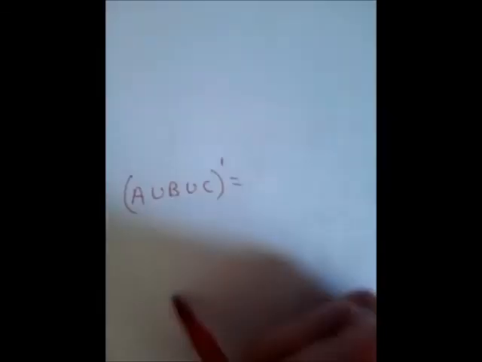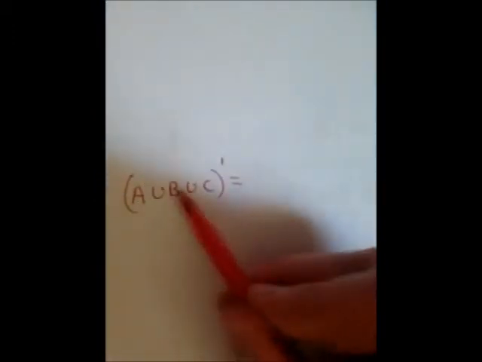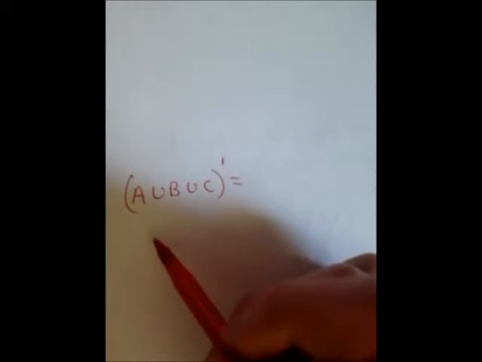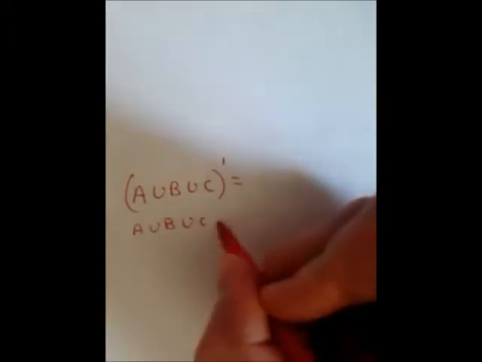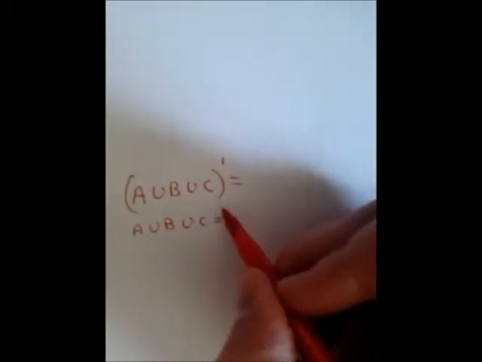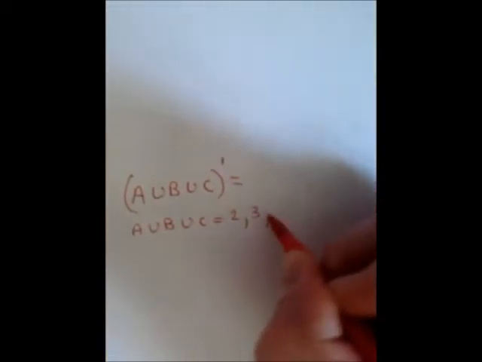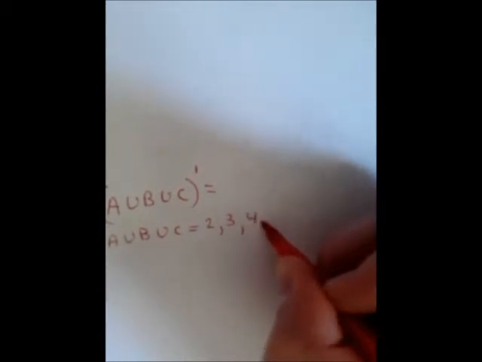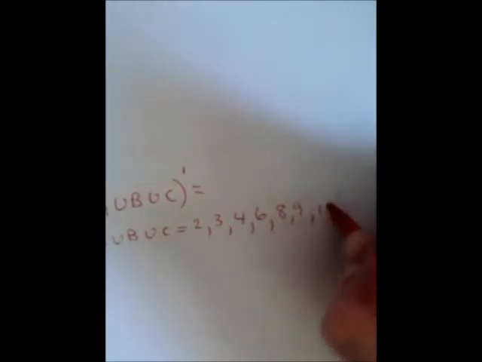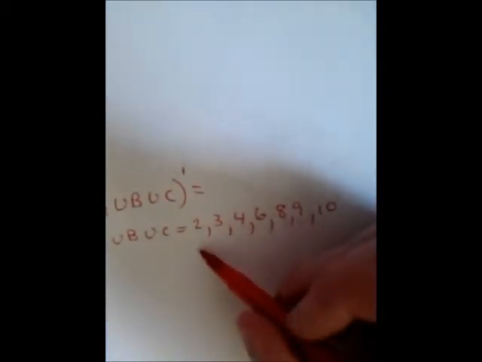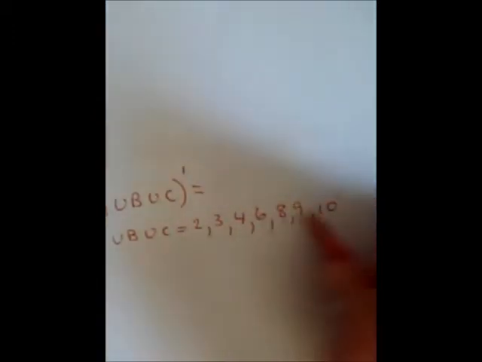So first what we want to do is, we want to find this stuff inside first and then just take the opposite of that. So what's A or B or C? We'll go back to your lists. A or B or C, without the tick, is just going to be anything in the sets A, B, or C. So I'll start at the bottom. We got 2, 3, 4, 6, 8, 9, and 10. So basically, where is our overlap? We have some overlap on these, but we're not concerned with that here.